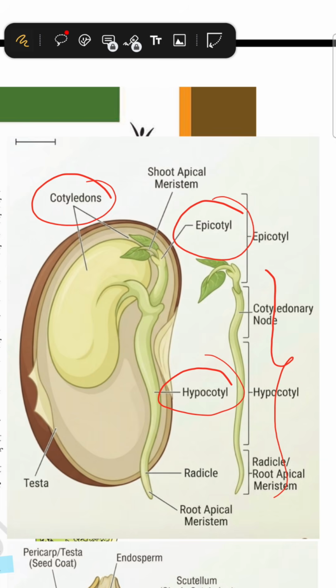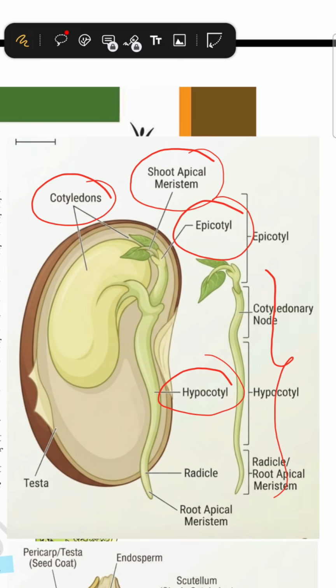Epicotyle, what is it? The region above the level of cotyledons is epicotyle. Epicotyle terminates into a region called as plumule. Plumule is going to give rise to the shoot system as the seed germinates.